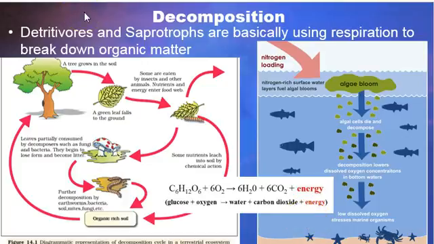You have detritivores and saprotrophs using respiration to break down organic matter so that they can get energy. It's just a different approach to getting energy rather than hunting something or being an herbivore. And remember, the big difference here is that the saprotrophs are going to absorb those nutrients outside of themselves, like a fungus, whereas the detritivores might be something more like a scavenger.